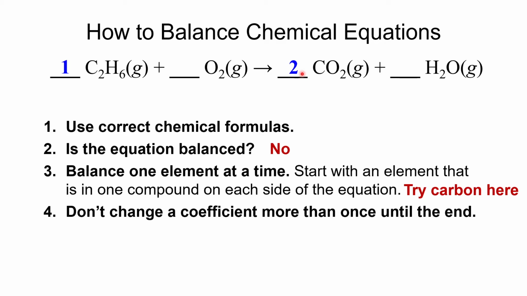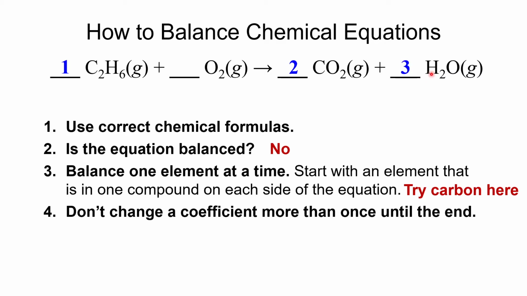Next, we're going to go to the other element that we could have picked. Remember, we picked carbon because it was bigger, but now we're going to pick hydrogen. So we look over here, there are 6 hydrogens in ethane, and with 6 hydrogens in ethane and water over here having 2, we're going to put a 3 in front of the water, and that balances the hydrogens.